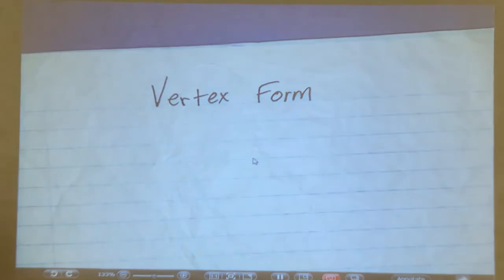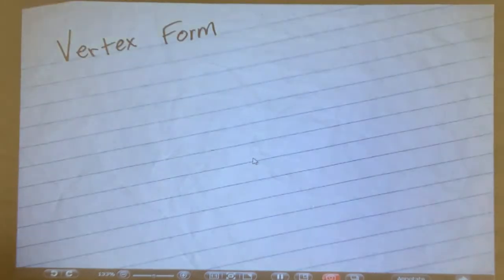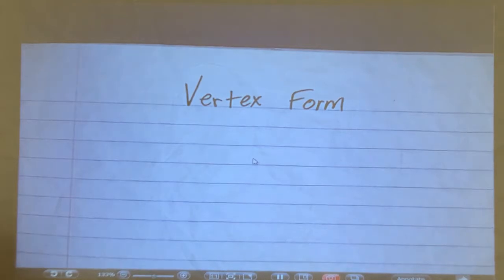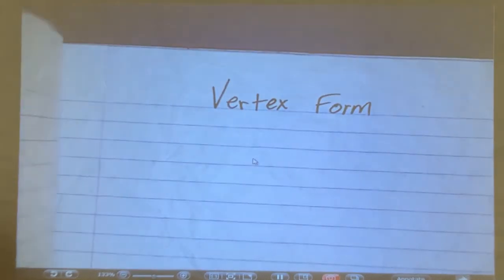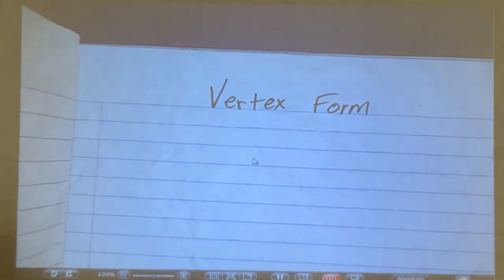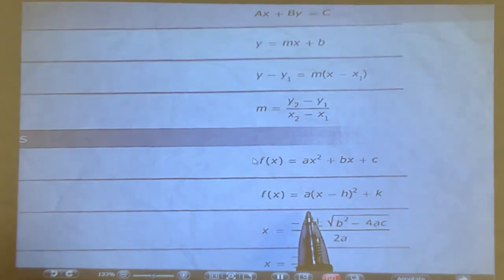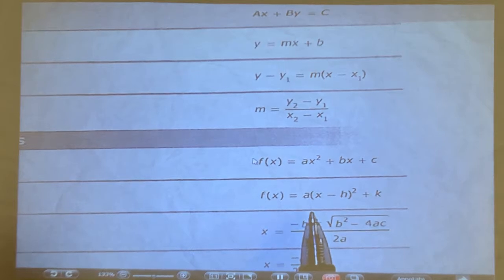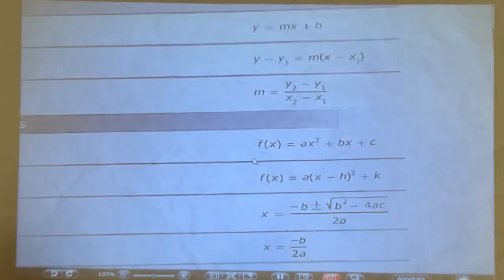The good news about vertex form, and I'm going to put a 38 down here at the bottom corner, is you don't have to memorize that formula. It is in your reference materials on your formula chart. So I'm going to turn there right quick. There it is. Vertex form. We're going to copy that down. f of x equals a(x minus h) squared plus k.